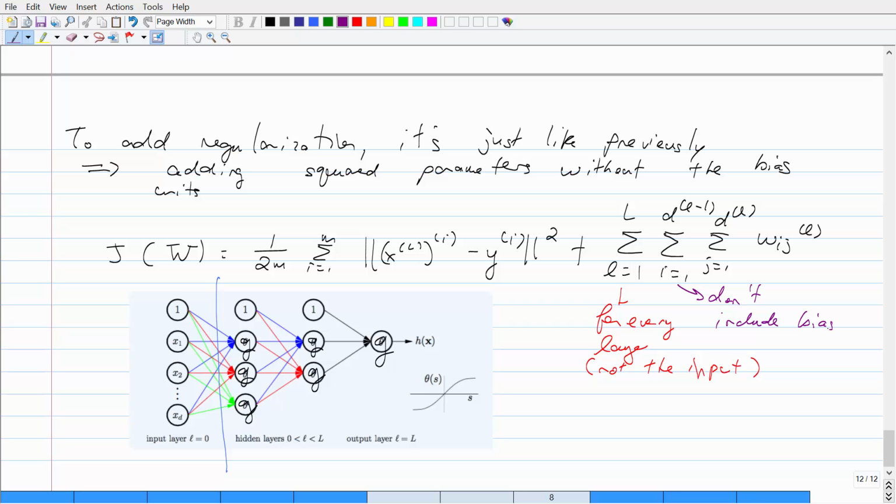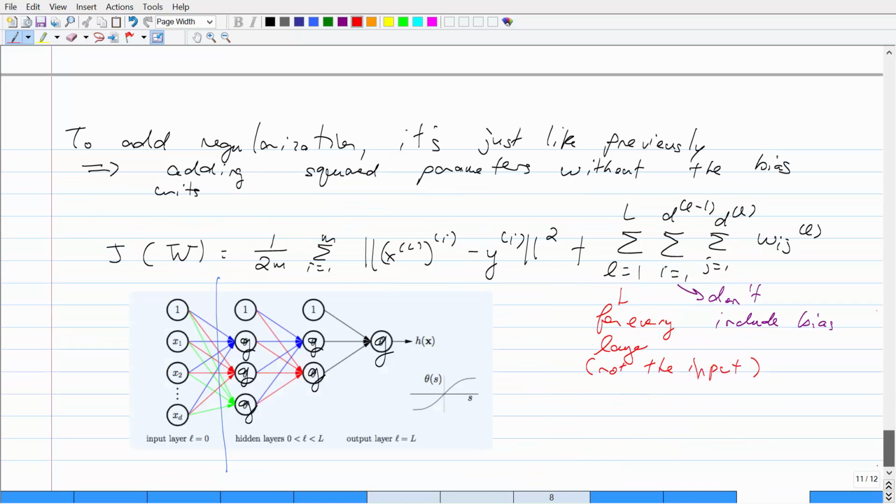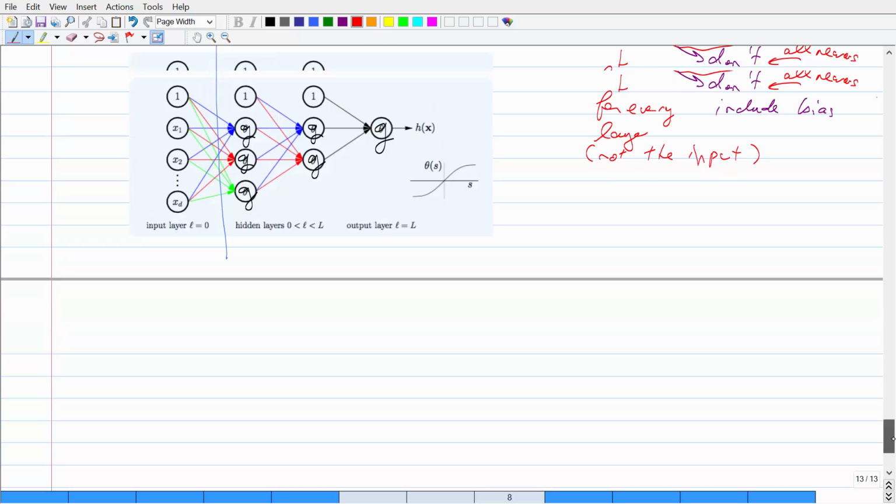Okay? And then what's happening here in this summation is that I'm summing over every single weight that I have, not including the bias. So sum over all neurons, but don't include the bias. Okay, so that's all you're doing for regularization there.